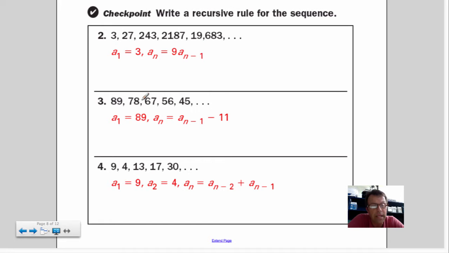This one is arithmetic. Looks like you're subtracting by 11, and so the rule would be take the previous term minus 11, and then state the first term. And then this guy, I don't know if you figured it out, but you take the previous 2 terms and add them. So again, the order in which you write this doesn't matter. This could have been n minus 1 plus n minus 2. But you take the previous 2 terms, add them up. So in your rule, notice you have to provide the first 2 terms to get you going.